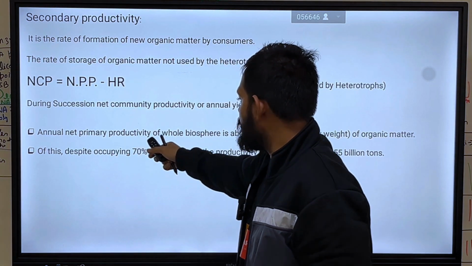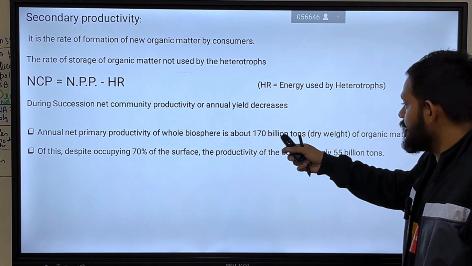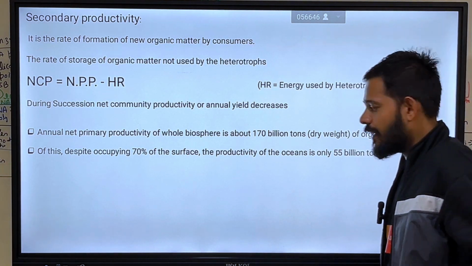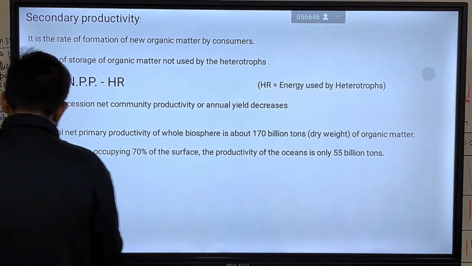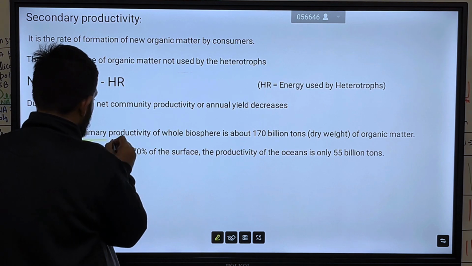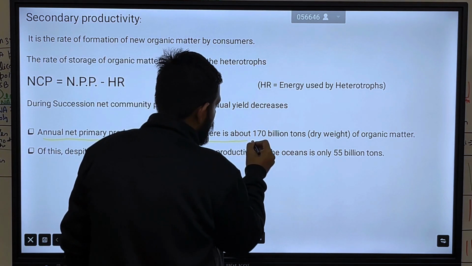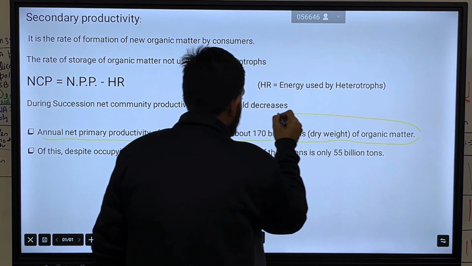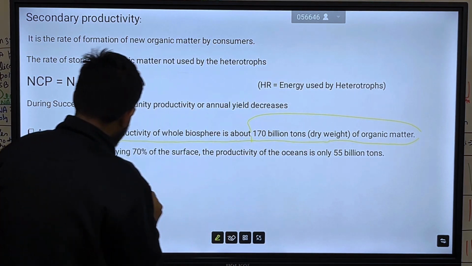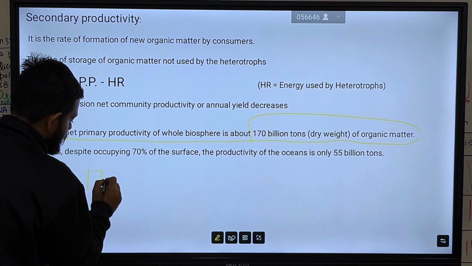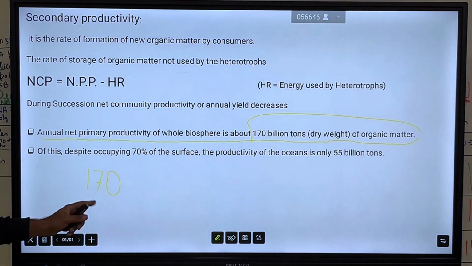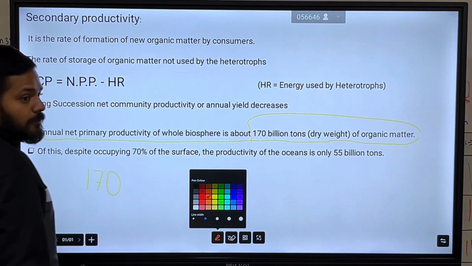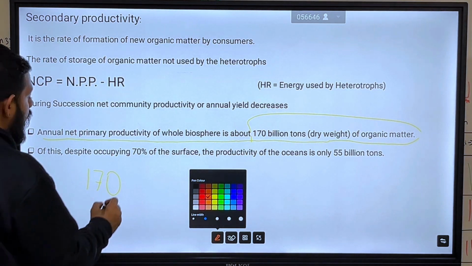Annual net primary productivity of the whole biosphere is equal to 170 billion tons of organic matter. Again, this line is very important. The annual net primary productivity of the whole biosphere is about 170 billion tons of organic matter. 170 billion tons is the annual productivity of the whole biosphere, meaning the whole Earth.